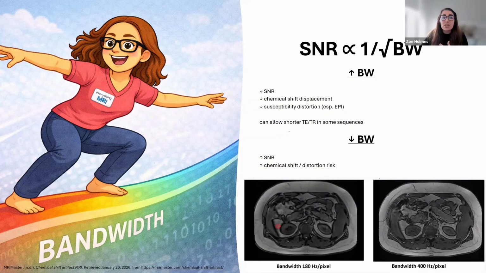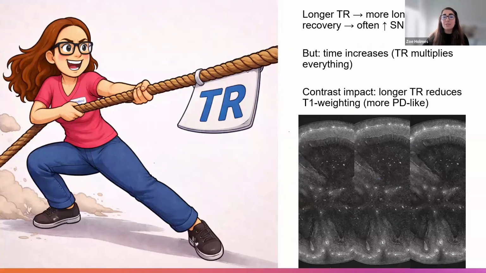So a practical recommendation is to teach juniors to treat bandwidth as an artifact control knob, and secondarily as a signal to noise ratio knob. If you lower your bandwidth to increase your signal to noise, always check for chemical shift at water-fat interfaces and ensure it doesn't compromise the diagnostic task. We're nearly at the end, guys.